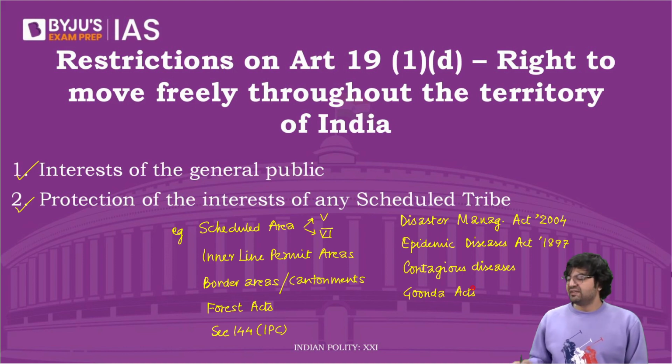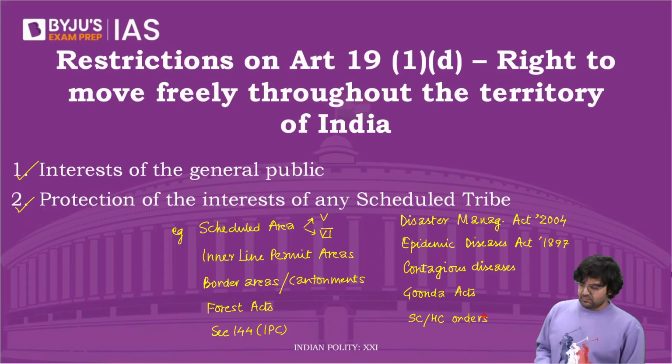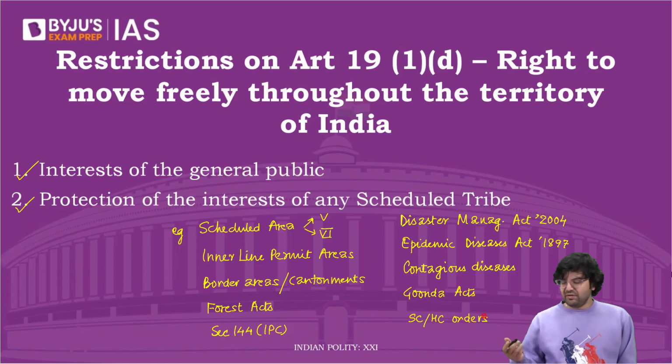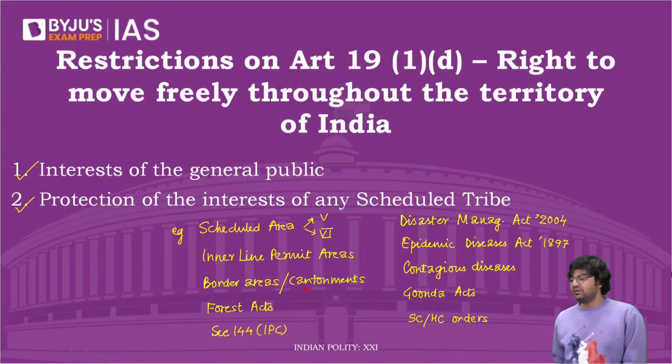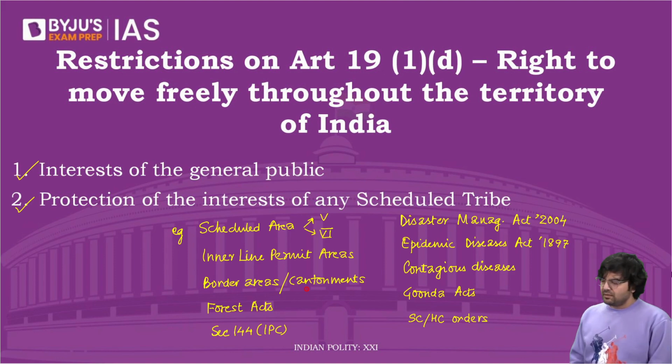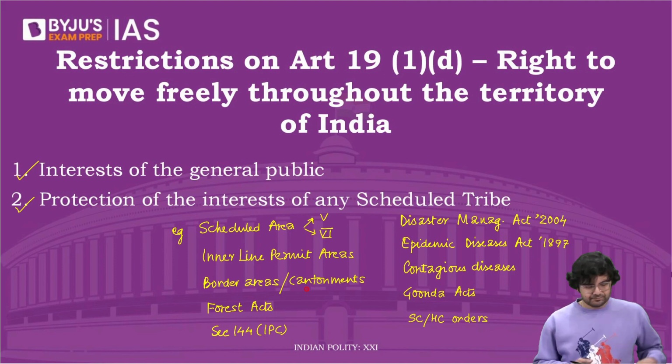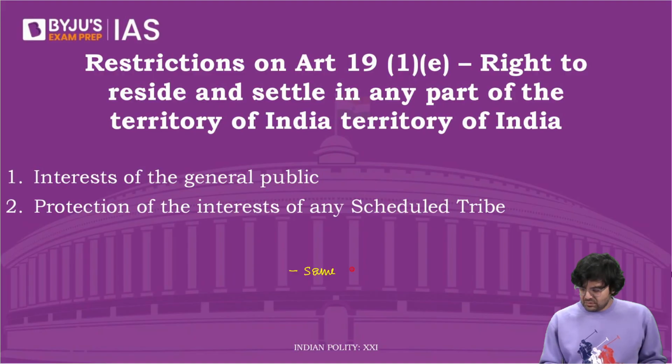So don't give me examples. Give me the names of laws. And of course, Supreme Court, High Court orders. So these are all various laws wherein the person's right to move freely and right to live anywhere can be curtailed. So for border areas or cantonments, we have the Official Secrets Act, etc. Are we clear? Here also, same as the previous slide.